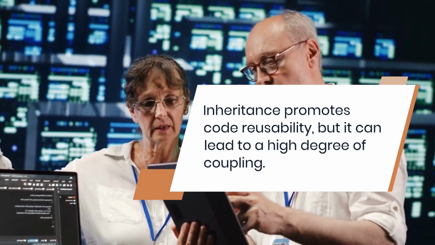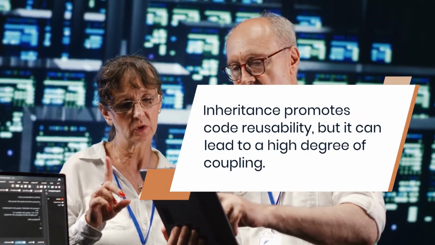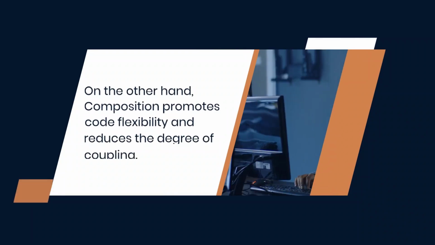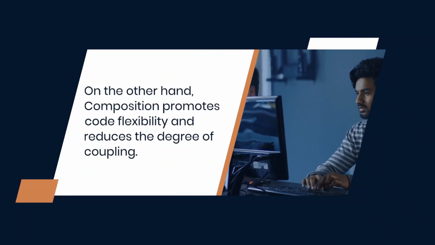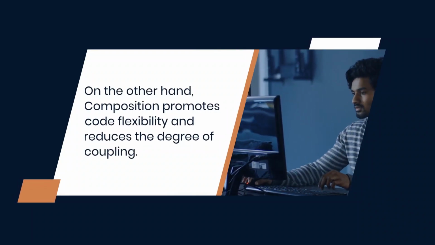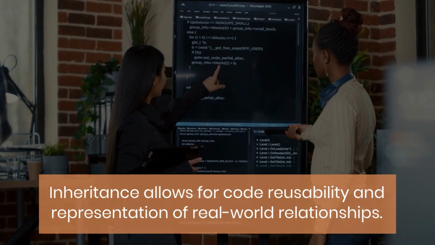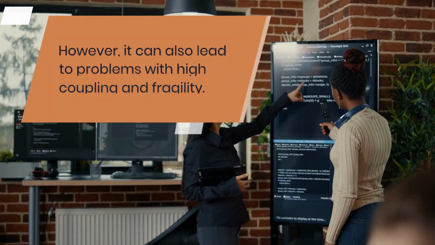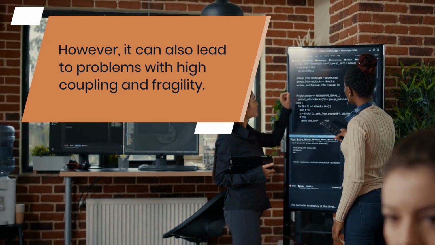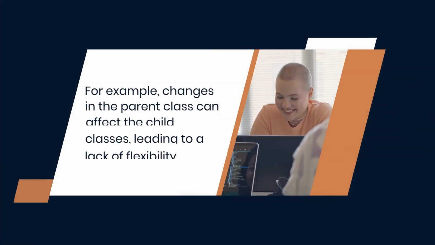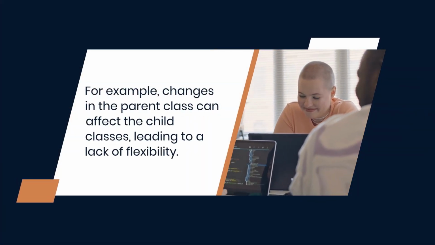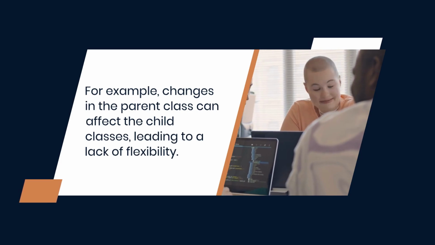Inheritance promotes code reusability, but it can lead to a high degree of coupling. On the other hand, composition promotes code flexibility and reduces the degree of coupling. Inheritance allows for code reusability and representation of real-world relationships. However, it can also lead to problems with high coupling and fragility. For example, changes in the parent class can affect the child classes, leading to a lack of flexibility.